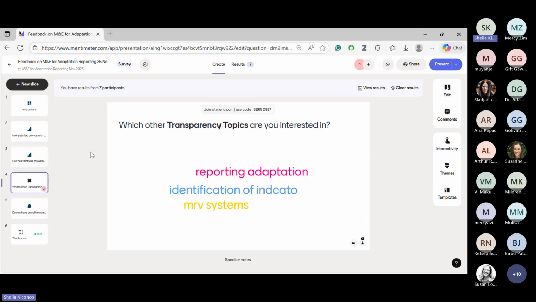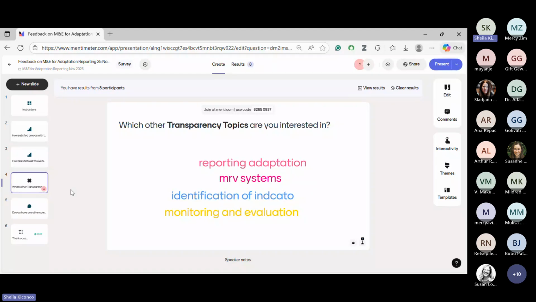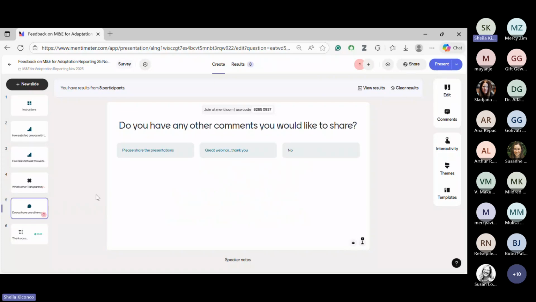And then, which other transparency topics are you interested in? Someone is still saying reporting on adaptation, identification of indicators, and MRV systems. We shall be having these learning sessions in our next year's work plan. And please, if you have any other sessions that you're interested in, please reach out to us. And then, do you have any other comments? Great webinar. Please share the presentations. Yes, we shall share the presentation.